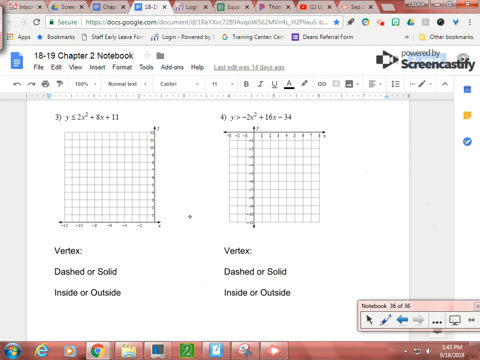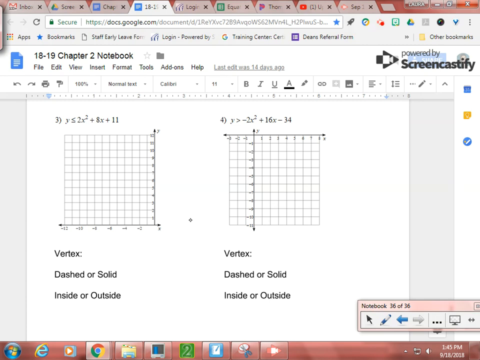Okay, now you have ones in standard form. The only hard part about this is that you have to find the vertex first. So vertex is the same as it always is, negative b over 2a. So the opposite of b is negative 8 divided by 2 times 2. So negative 8 over 4 is negative 2. So that's the first part of my vertex, negative 2.